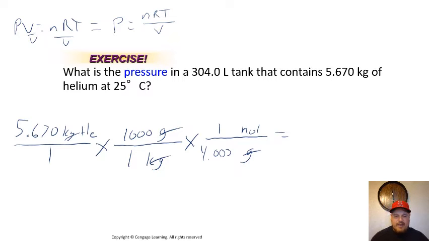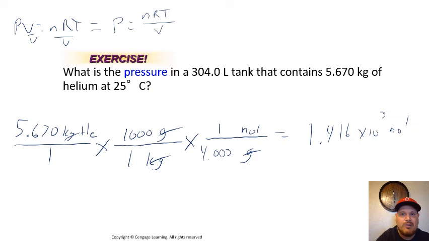When I do all that, I get 1.416 times 10 to the third moles of helium, which makes sense. Think about it. You have 5.670 kilograms. That's a lot of gas, right? So you'd expect to have a great number of moles in there. So this is how much we have. I'm going to put this over here on the top so I don't forget it: 1.416 times 10 to the third moles of helium.